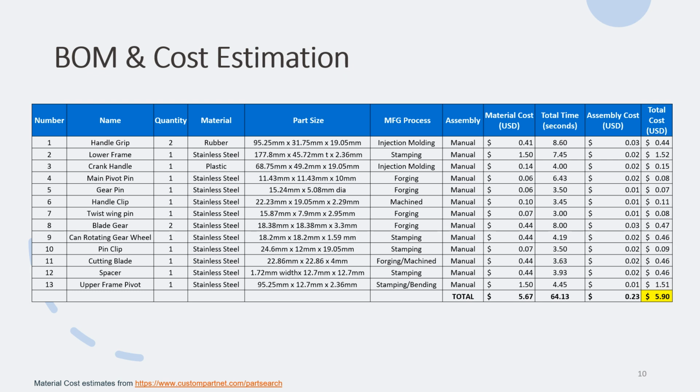This is our bill of materials. The material cost was determined by looking at similar parts made through the same processes on custompartnet.com, assuming 50,000 units were produced. The total cost for the manual assembly process was determined to be less expensive than if the same process was automated, so the manual process was chosen. The assembly cost was determined by using the average hourly rate of assembly line workers in the United States, which is about $15.61. The total cost to produce one unit was then calculated to be $5.90.